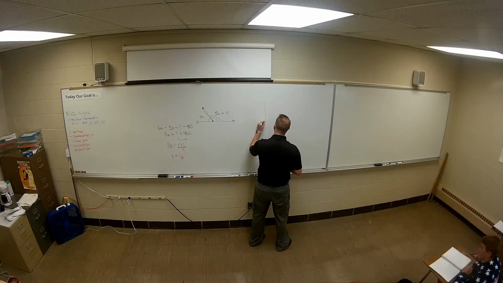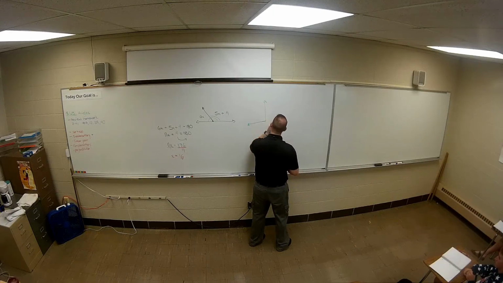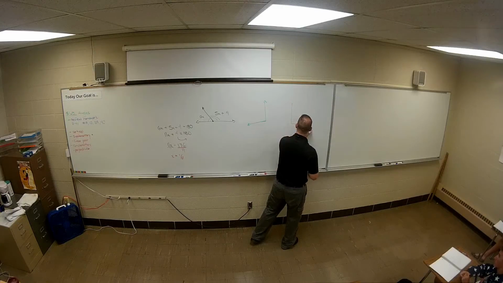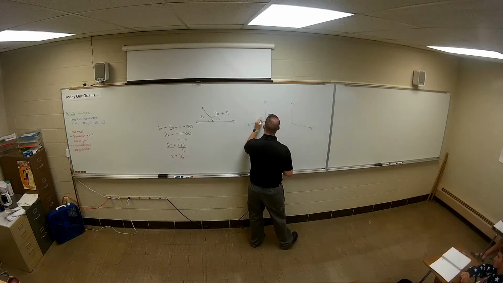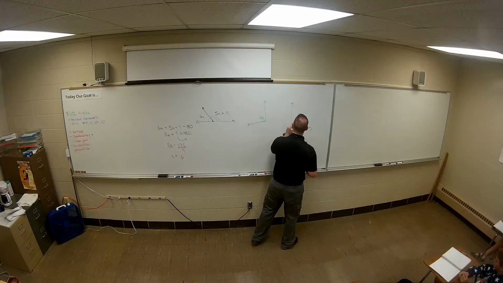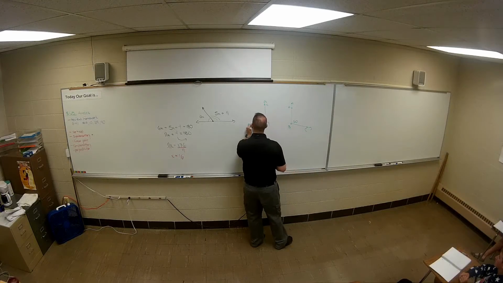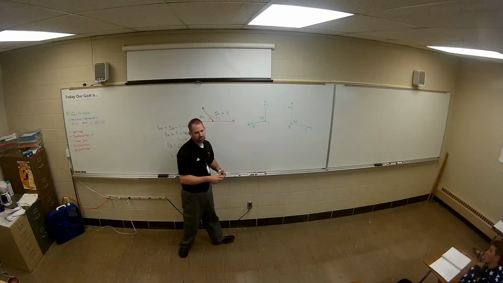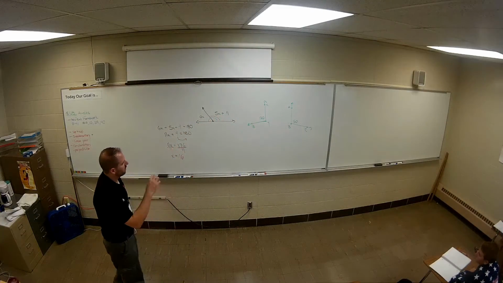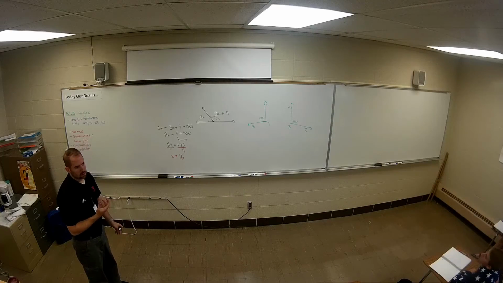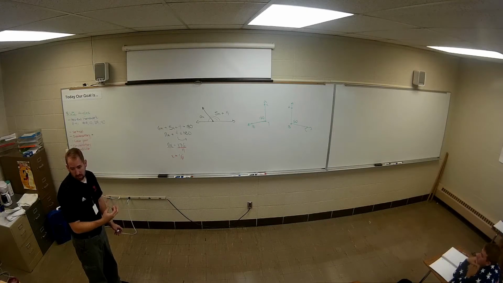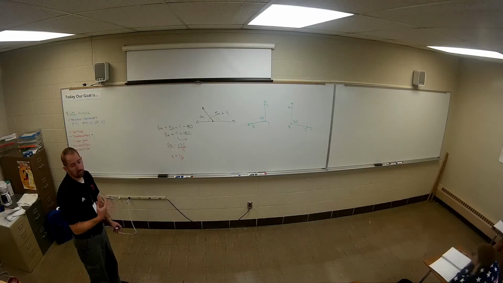Now, the reason I'm bringing this back up is that supplementary doesn't mean that they have to be a linear pair. I know that seems weird, because I saw a couple pictures in the book where they had angles just kind of free floating, like this, where this is 120 and this is 60. They had their own labels on them, A, B, C, and X, Y, and Z.